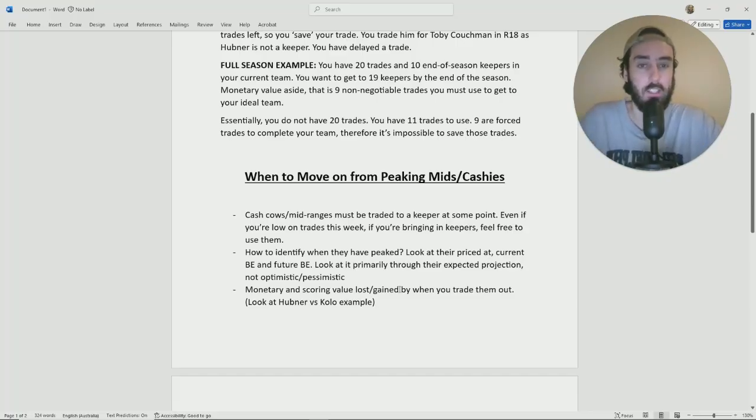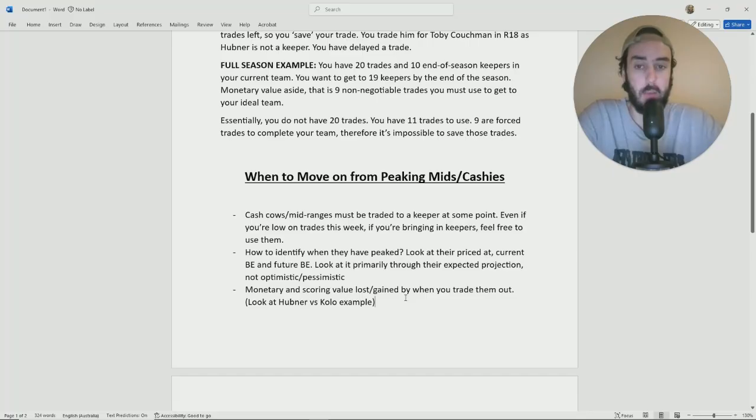Obviously, if their roles are changing and stuff, you can make micro projections. Like, I don't know, Hosking, for example, even though he hasn't had any data this year, you can sort of project that when he's moving back into the starting role, he's obviously not going to score how he was on the bench, but just look at historical data for that. But yeah, just look at their expected projection as opposed to anything else. And then the monetary and scoring value lost or gained when you trade them out.